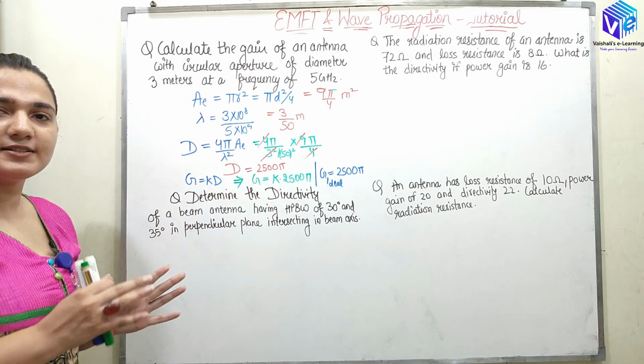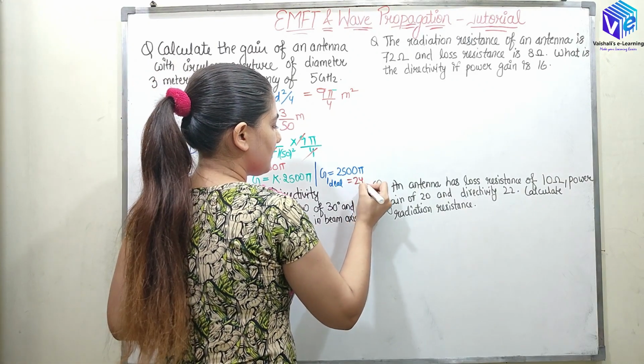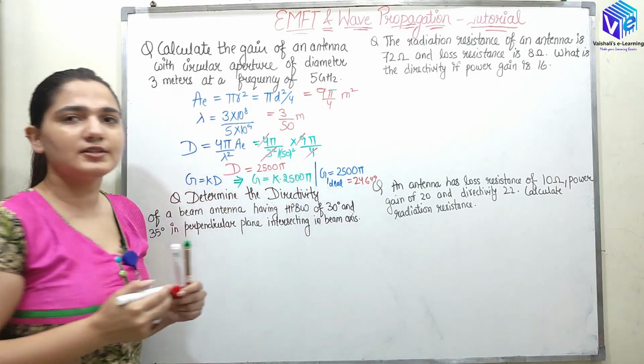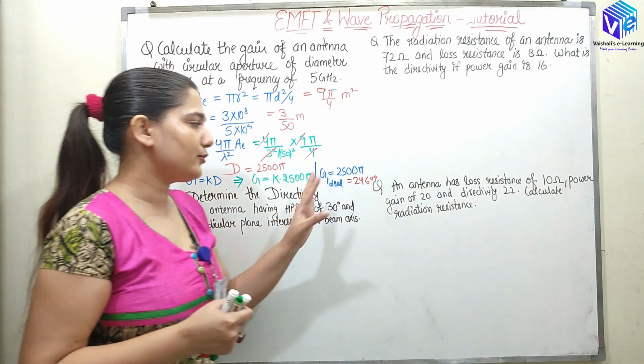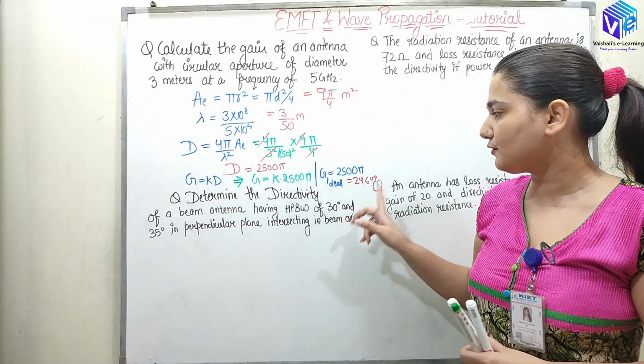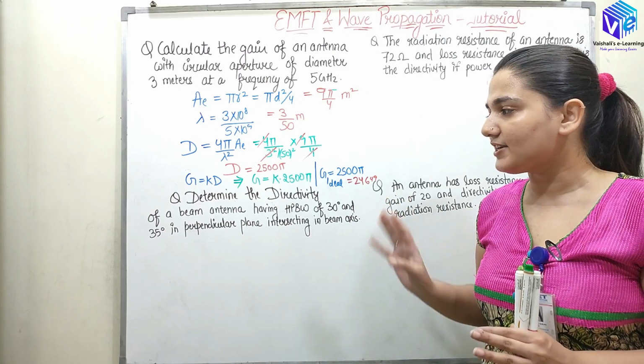Okay, now I hope this thing is clear. So it will be 24649. Okay, so this is my gain. I hope this thing is clear. Now you can find out with the help of a calculator whether it is 24649 or not, and check it.